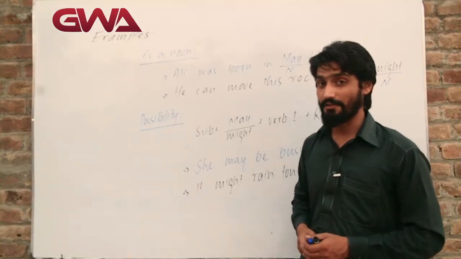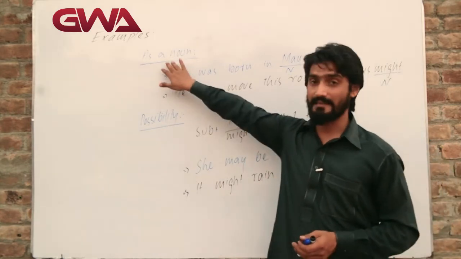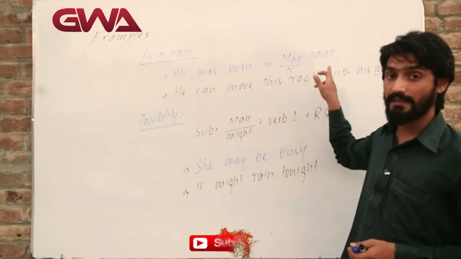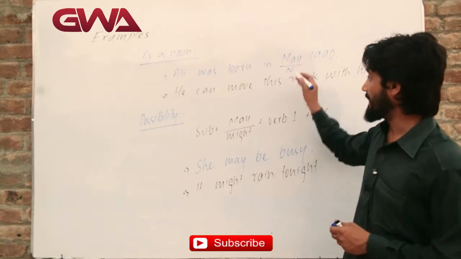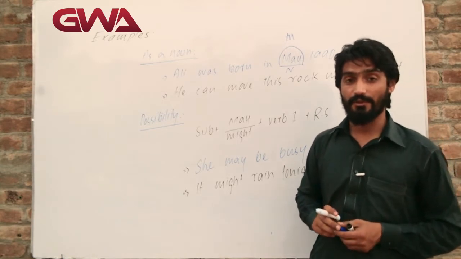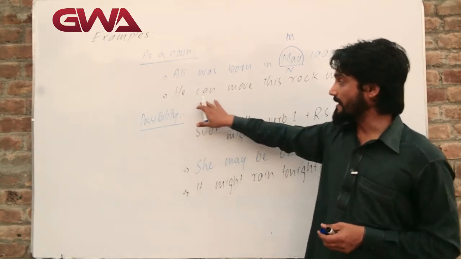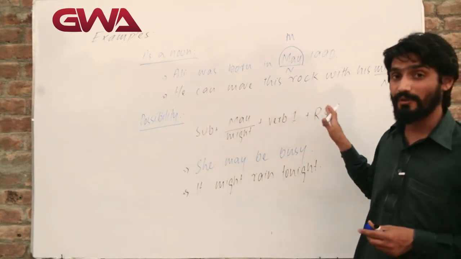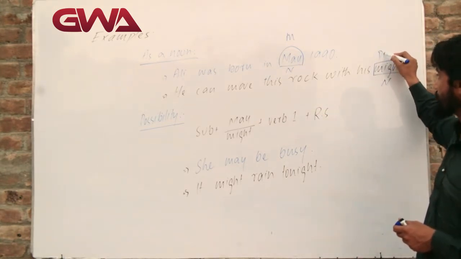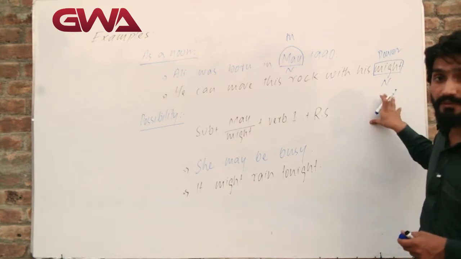Examples. Let's use may and might as nouns. Ali was born in May 1990. Here, May represents a month of a year, so it's a noun. He can move this rock with his might. Here, might means power, strength. So, it is also a noun.